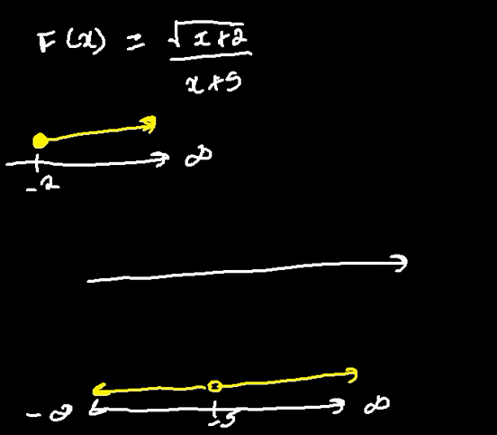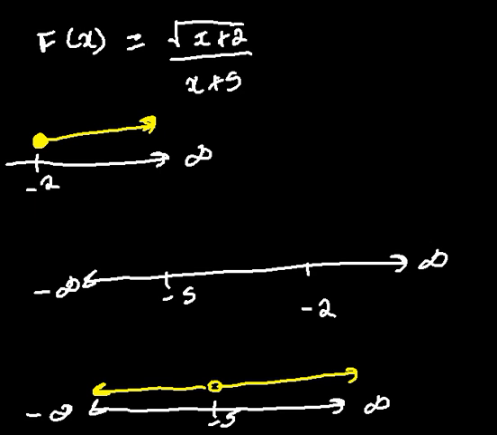So let's have the grand number line. And what are the values of interest? We have negative 2 and negative 5. So on the grand number line, we have negative 2, and this is negative 5, and this is negative 2, and this is negative infinity, and this is positive infinity. We should have that.